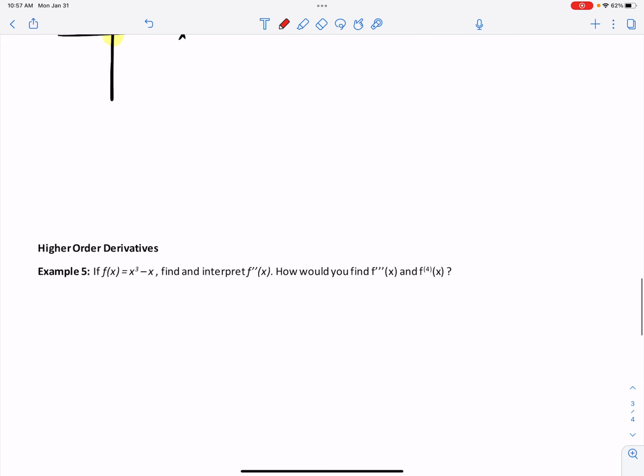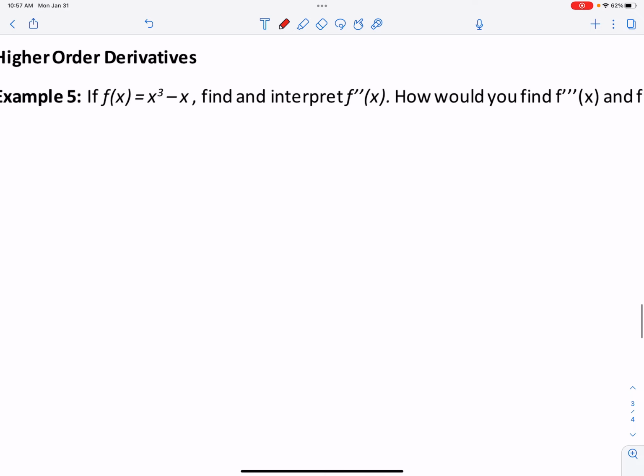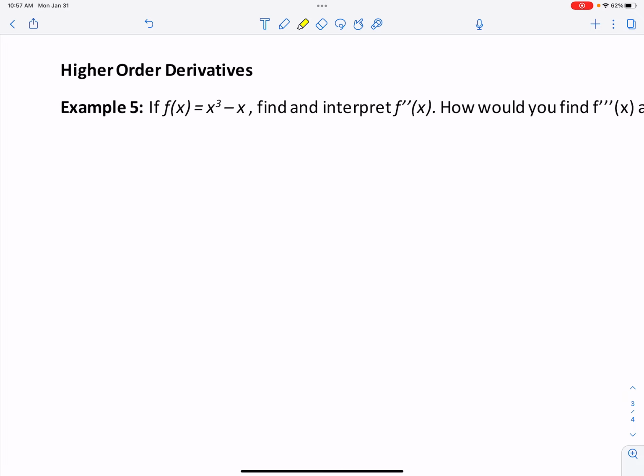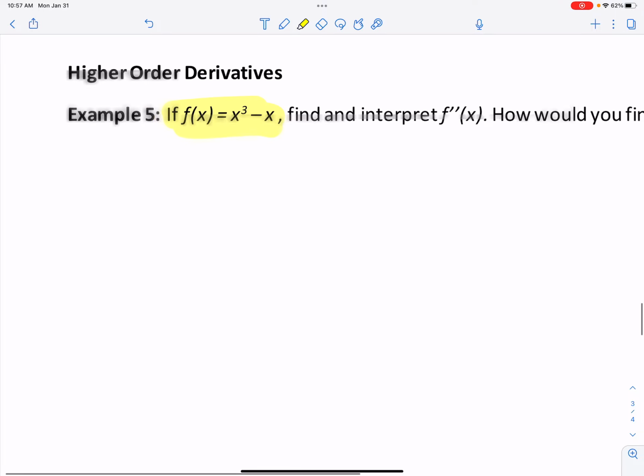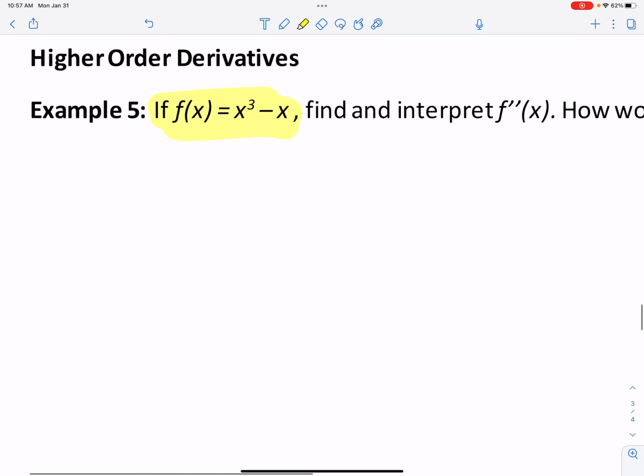So let's say you have a function, I don't know, f of x equals x to the third minus x. And you wanted to find and interpret, and this is pretty important, so let me zoom in on this, f with 2 apostrophes. Now remember what I said earlier, f prime of x, that's how you would read it. f prime of x means the derivative of a function. So I don't know what the derivative is. Actually, I'll just show you what the answer is. It is 3x squared minus 1, okay?